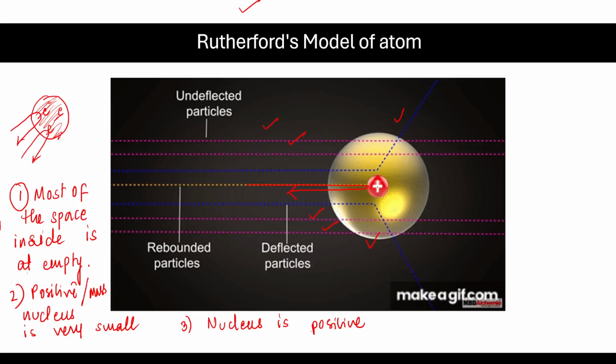So the nucleus is positive. How do we know it is positive? Because the alpha particle is also positive, and positive repels. So this large angle deflection is because of the repulsion between the positive nucleus and the alpha particle, which is also positive. Right? So that's your Rutherford's model of the atom.